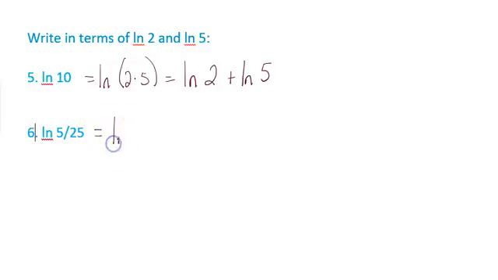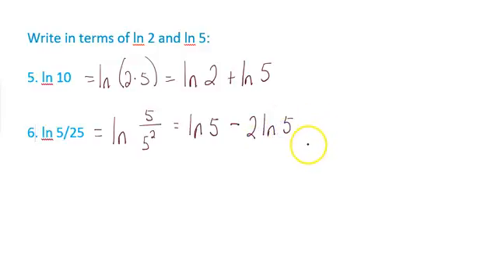So here I would rewrite as the natural log of 5 over 5 squared. When I expand this, again, division is going to expand with a minus between it, and a power is going to move to the front. So I'm going to have the natural log of 5 minus 2 natural log of 5.